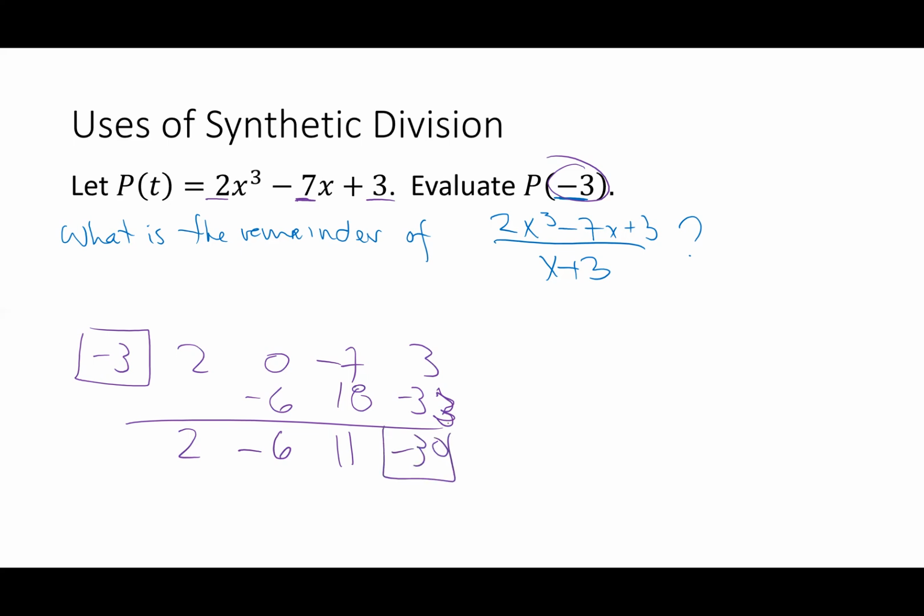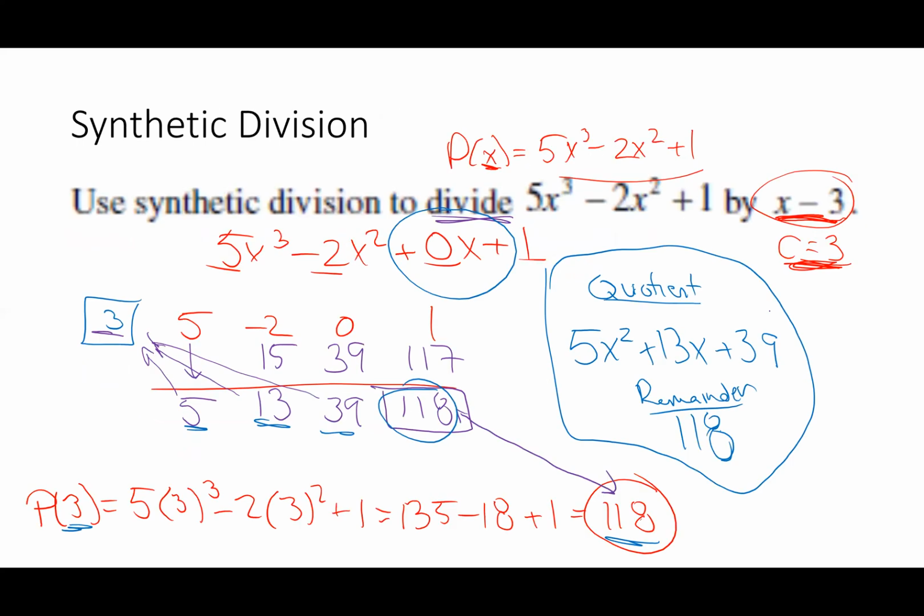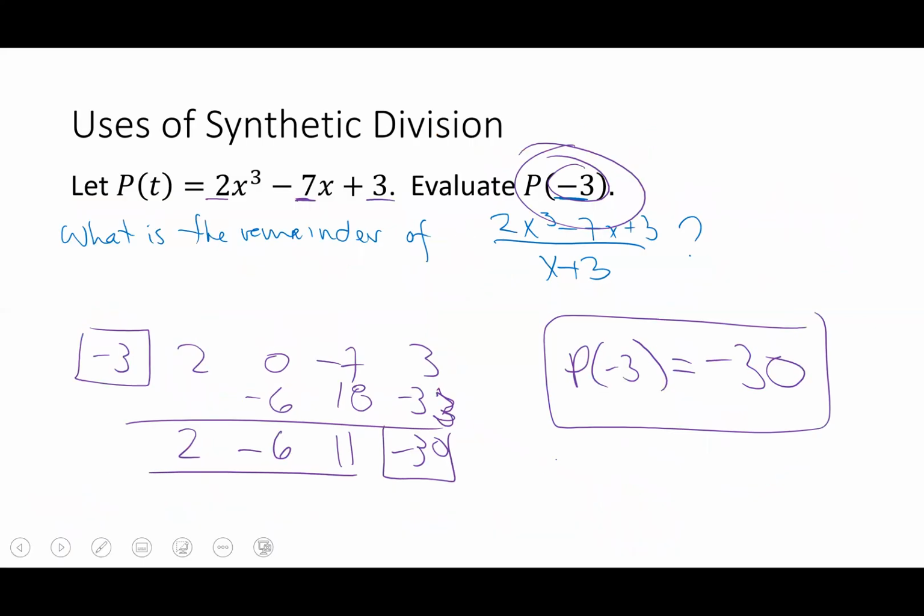So now, p of negative 3, I don't need this stuff anymore. I was just asking you to evaluate what p of negative 3 is, so I get negative 30. I feel like this is an easier way to plug the number in instead of fiddling around so much with all of this arithmetic. Sometimes this arithmetic can be where mistakes are made, and that's a bummer. I really like synthetic division because it minimizes the addition, subtraction, multiplication, and division.